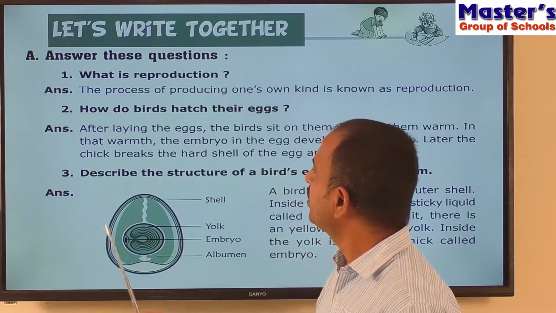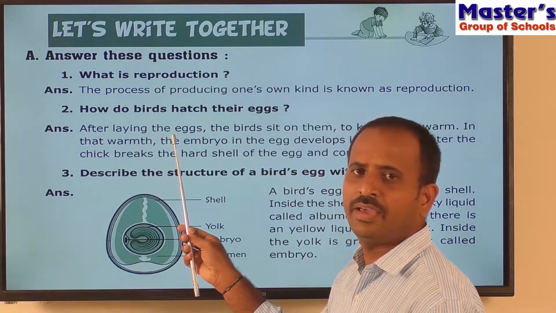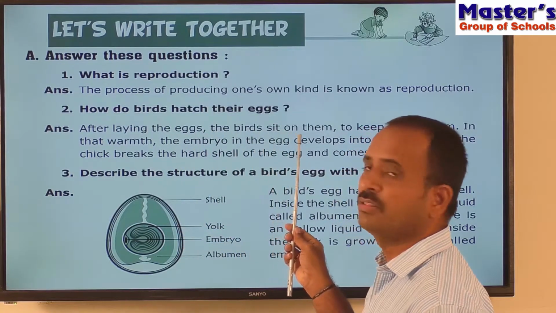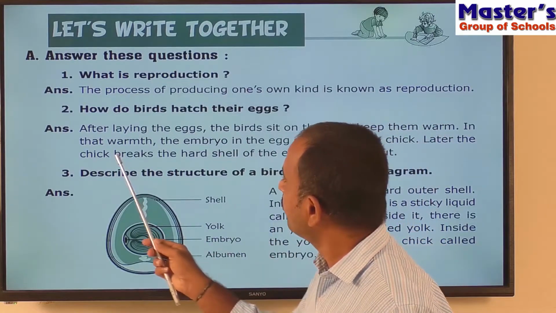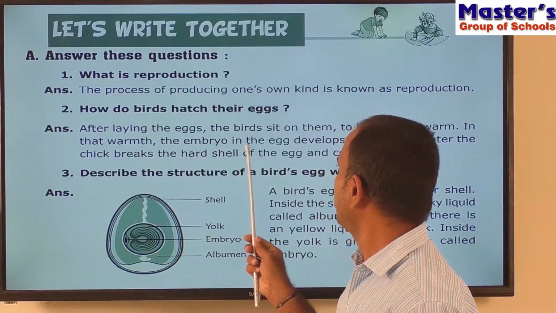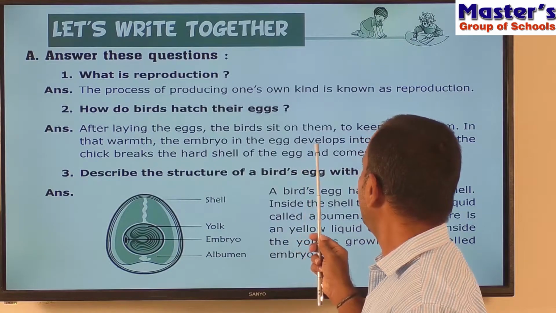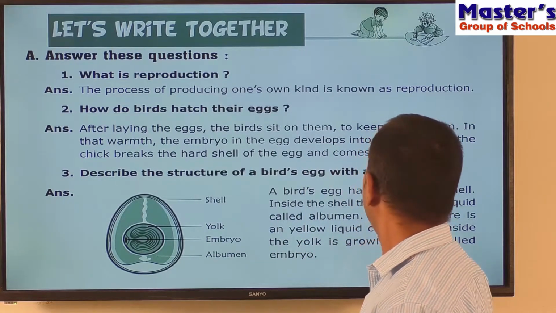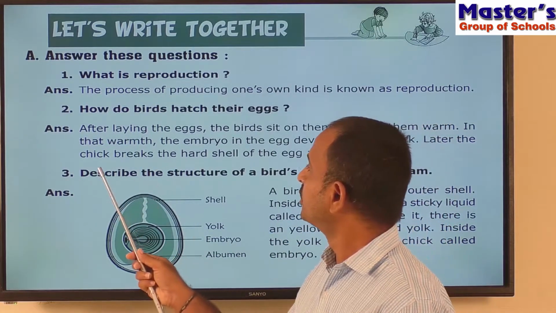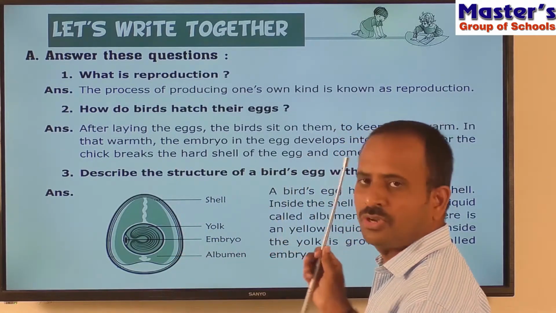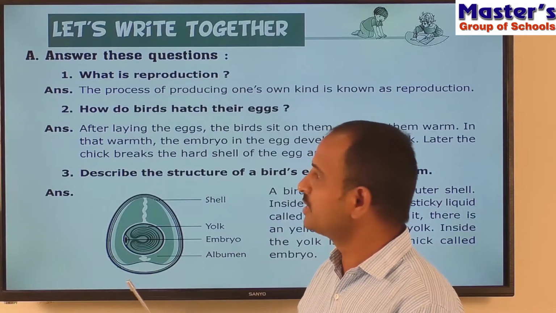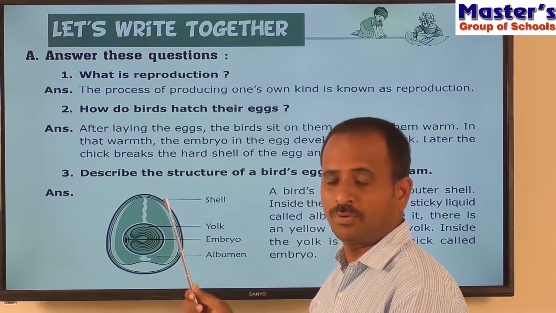See the answer here. After laying the eggs, the birds sit on them to keep them warm. In the warmth, the embryo in the egg develops into a chick. Later, the chick breaks the hard shell of the egg and comes out. Children, this is the reason and this is the process.